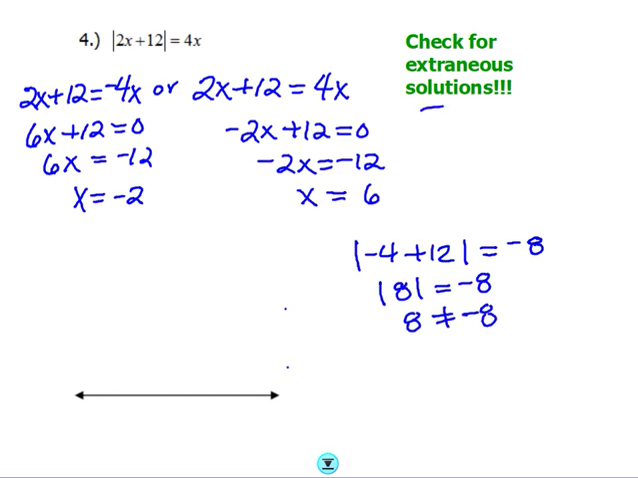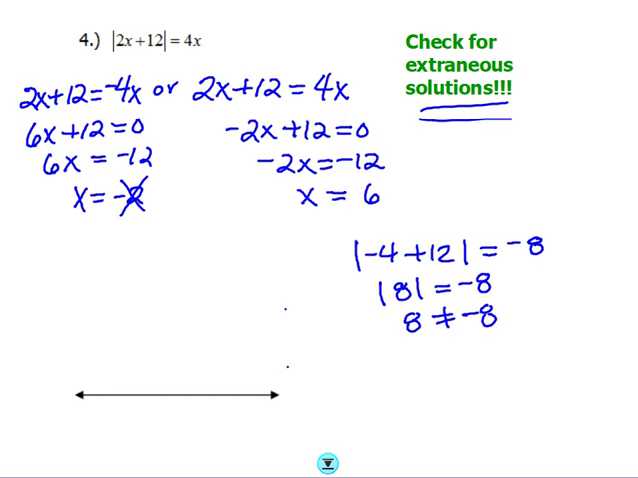So that's what I mean by an extraneous solution. When you go back to plug it into the original equation, it doesn't make the original equation true. So that means it's not a solution to our equation. It's extraneous. It looks like we did everything correctly, but it doesn't work in the original.